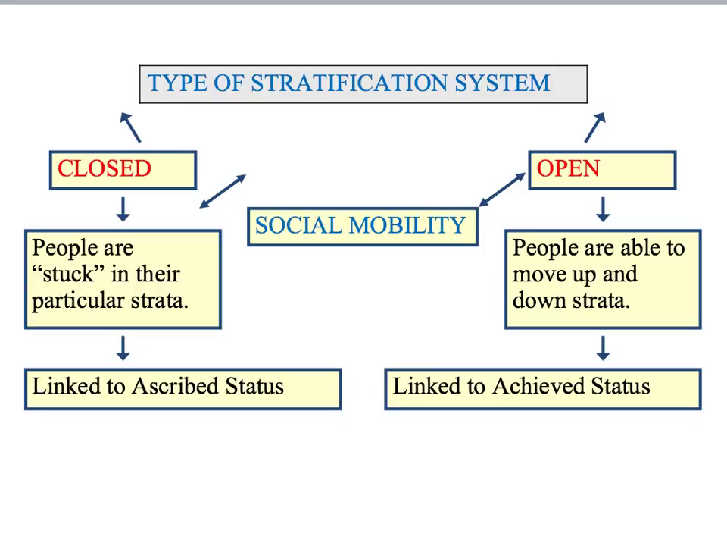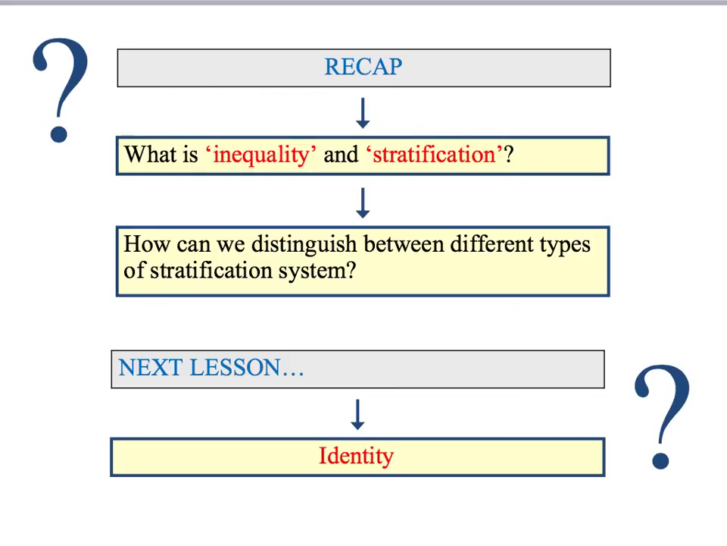So in a society that is relatively fair and meritocratic, we would expect to find a great deal of social mobility. Okay, we'll explore these issues in more detail in class, but you might want to check that you've got some good definitions now of inequality and stratification, and that you're aware that we can make this distinction between different types of stratification system on the basis of how open or how closed they are. So as I said, we'll explore these issues in more detail in class, and then in our next screencast we'll have a look at one final concept that is important to our introduction to sociology, and that's the concept of identity.